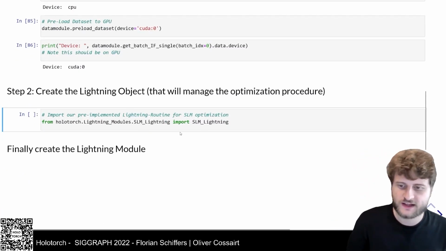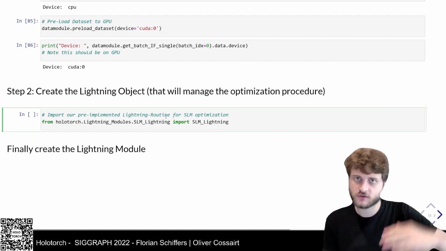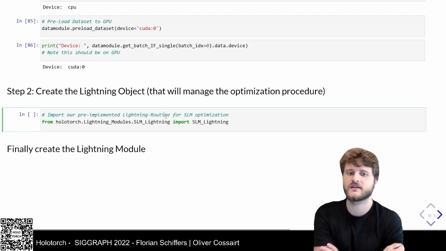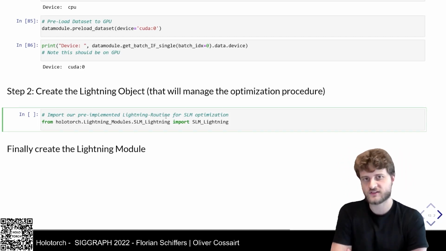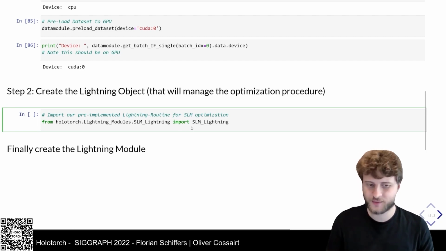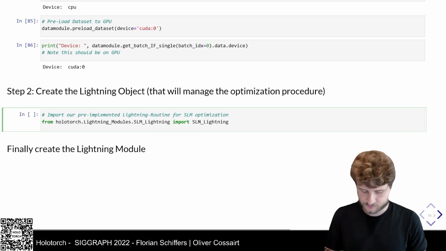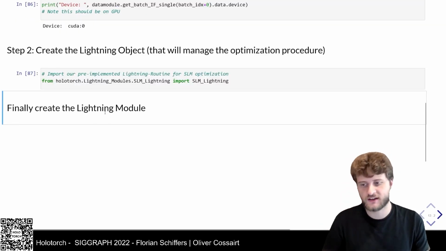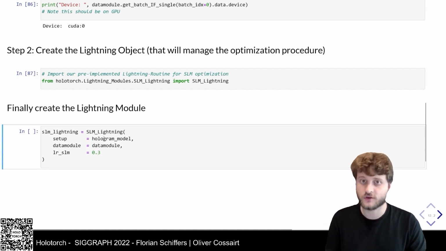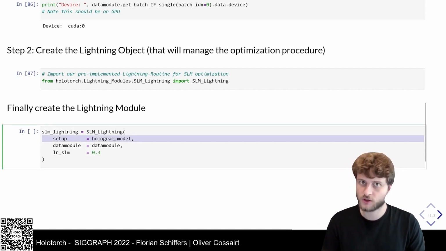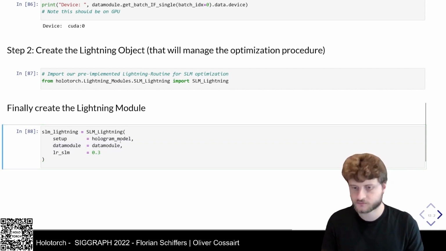The next step is that we have to create the Lightning object. So Lightning modules is the way how you implement your optimization routines. So you don't have to implement gradient descent by yourself, but it basically helps you a little bit to streamline optimization approaches. And so we've implemented this SLM Lightning, which is essentially a gradient descent or an Adam optimizer, which have different functionalities, especially for logging, like logging losses, etc. So we're going to create this Lightning module. All you have to do is input the setup. That was the hologram model that we created, the data module, and the learning rate for the SLM.